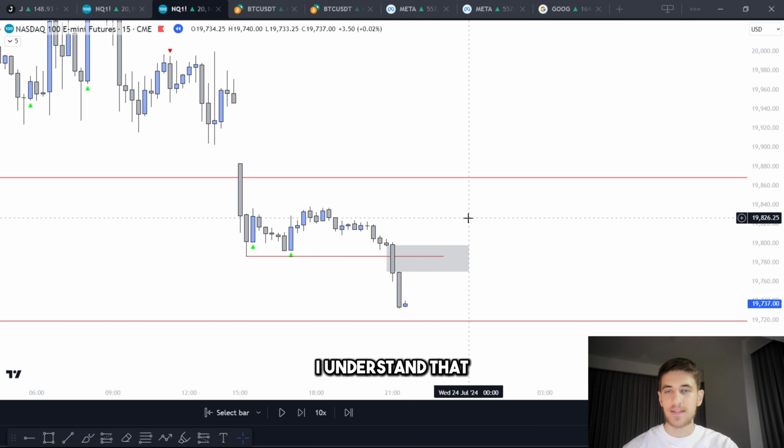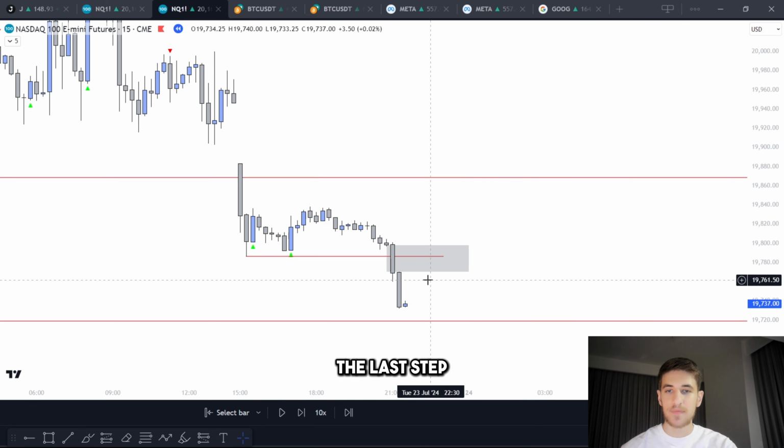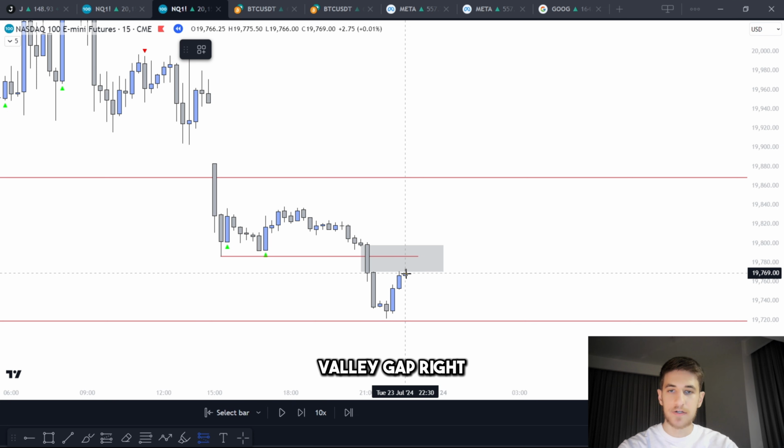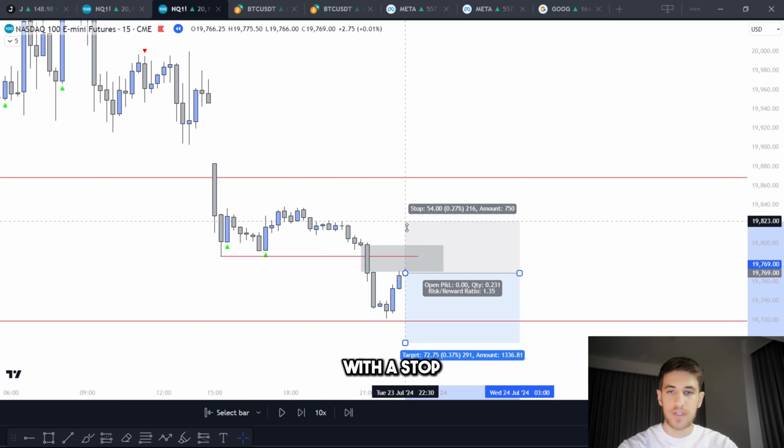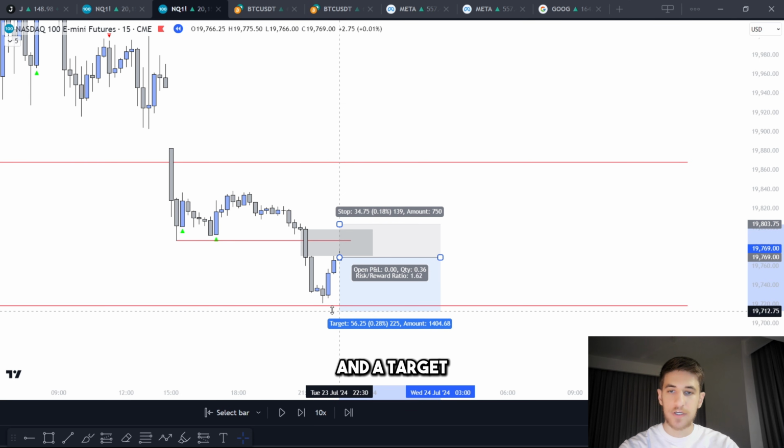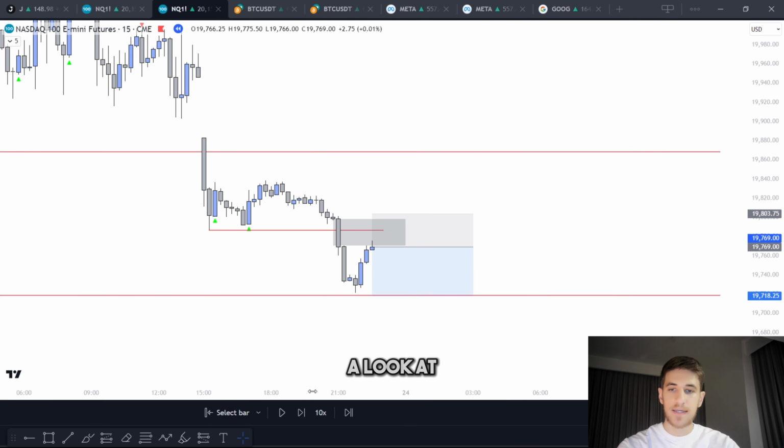So now that I understand that the market wants to move lower, the last step is to wait for an entry and take a trade to the lows. So price comes into the fair value gap right here, and we'll take our entry on this candle with a stop loss right above the high and a target at the low of that daily candle. So let's take a look at how this setup plays out.